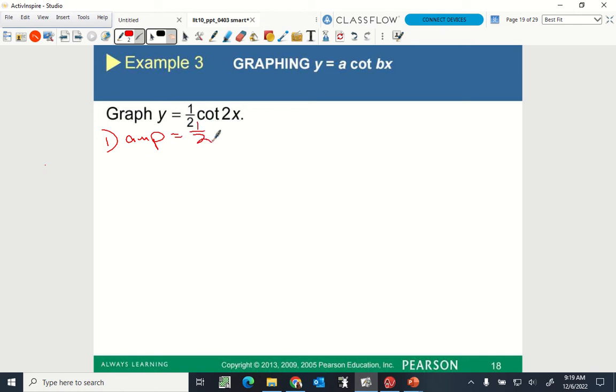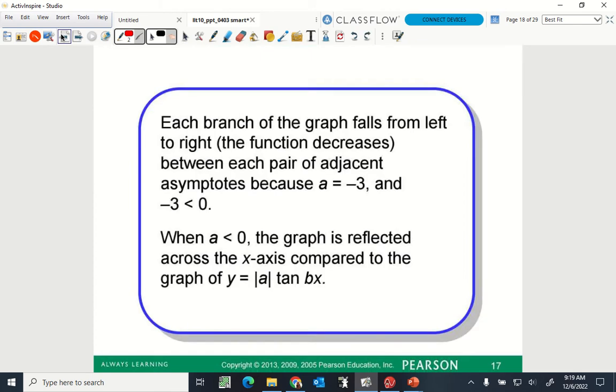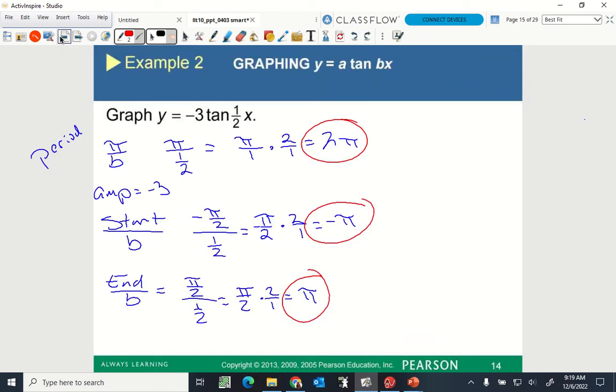Okay, so we're going to back up a little bit. Actually, no. Let's do period first. So period for tangent and cotangent is? Pi over b. Very good. So pi over b. So pi, and my b value is? 2. And so let's back up a little bit. This next part, we're going to do start and end.